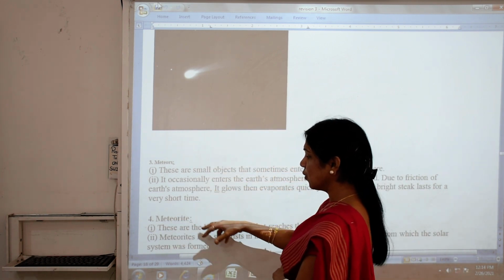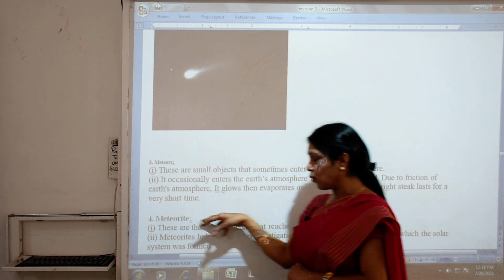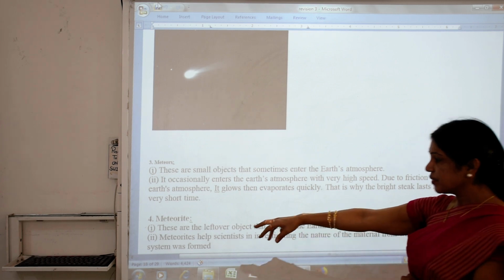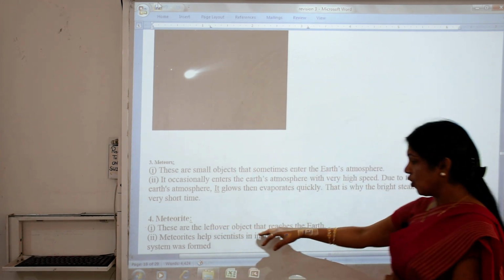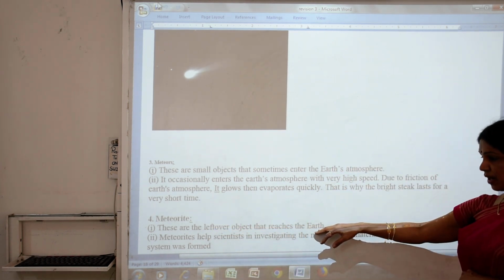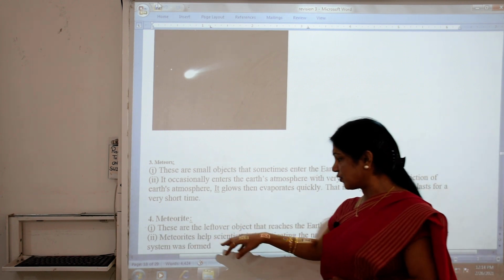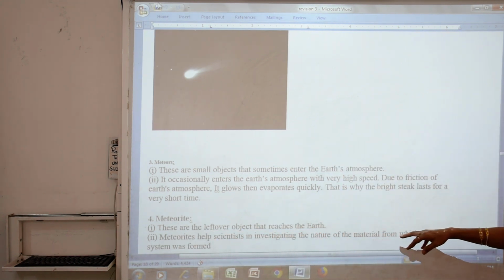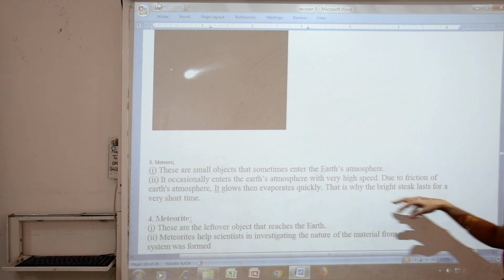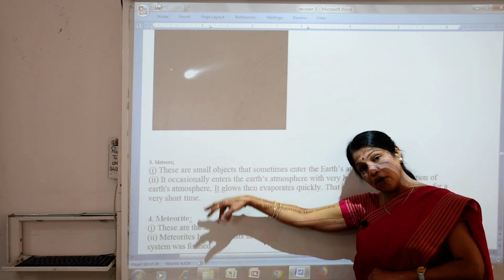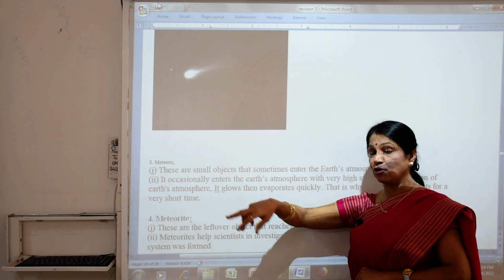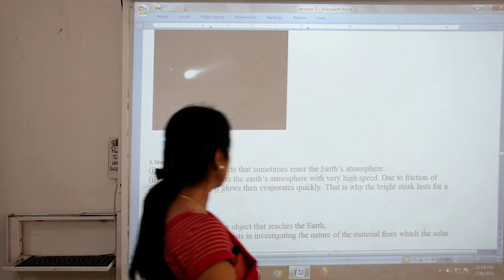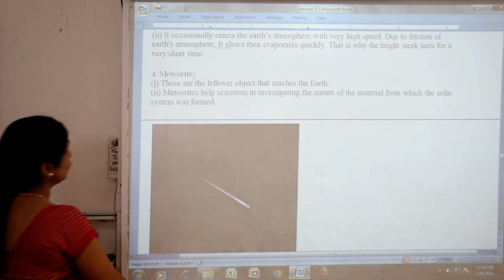Now further we are going to see the meteorite. What is a meteorite? These are the leftover objects that reach the Earth. Meteorites help scientists investigate the nature of the material from which the solar system was formed.